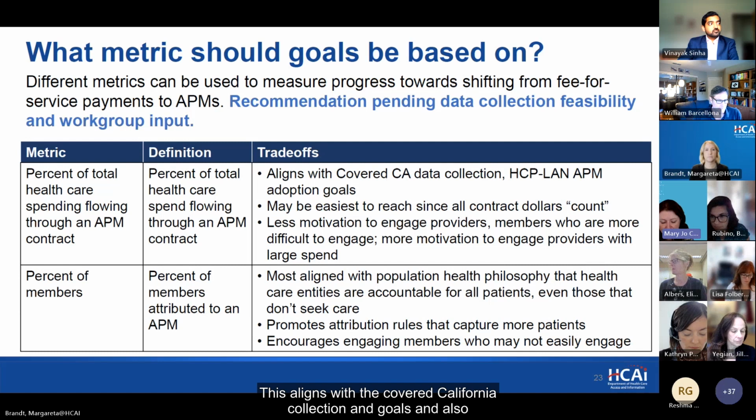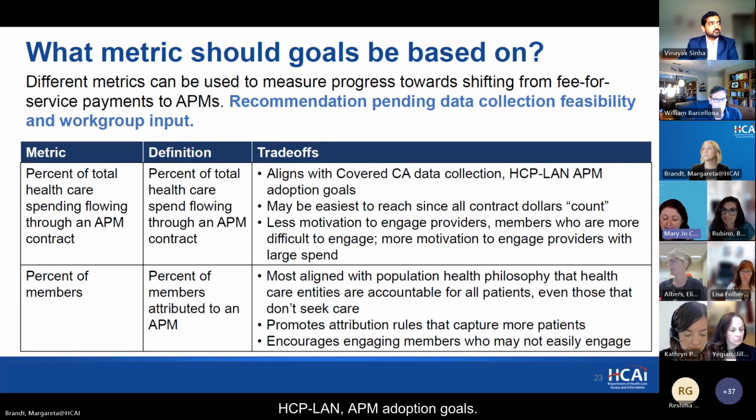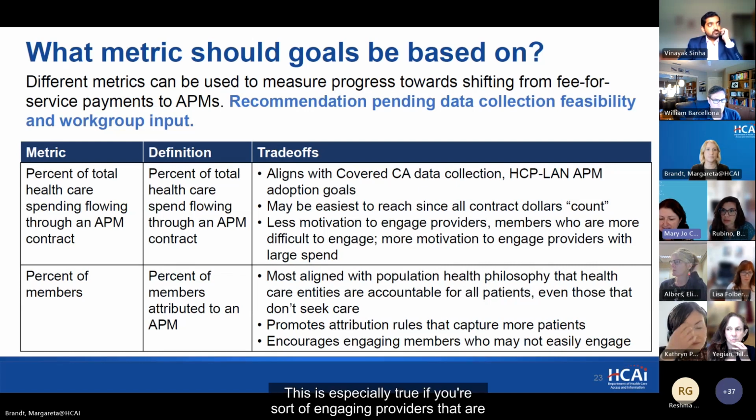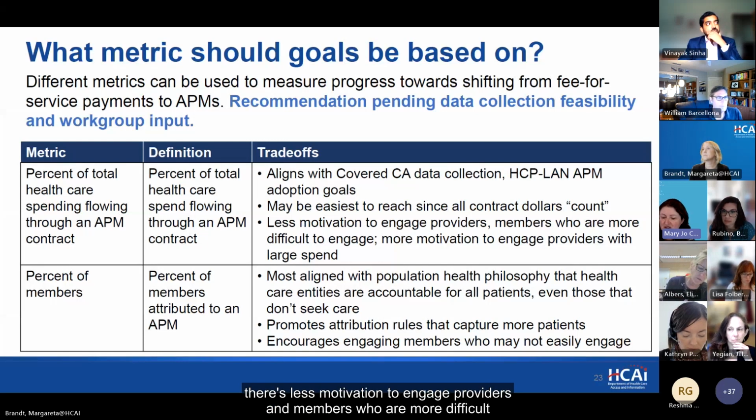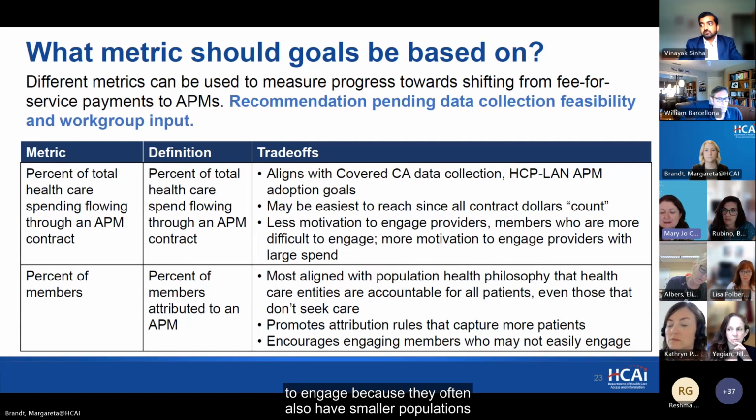This aligns with the Covered California collection and goals, and also HCP LAN APM adoption goals. It's also probably the easiest to reach since all contract dollars, quote unquote, count. This is especially true if you're engaging providers that are larger and have larger spend. On the flip side, though, there's less motivation to engage providers and members who are more difficult to engage because they often also have smaller populations and smaller spend.